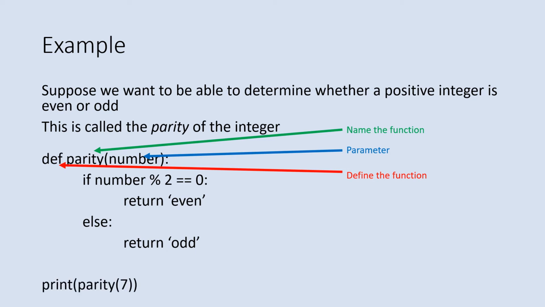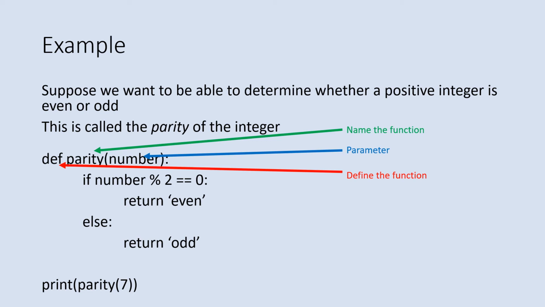So if we write this, then everything that's tabbed over is part of the function. If we print parity 7, that's not part of the function. It's back against the left-hand side, or if we're using IDLE, we're at a new cursor location. The print parity 7 would then send the argument of 7 to the function.